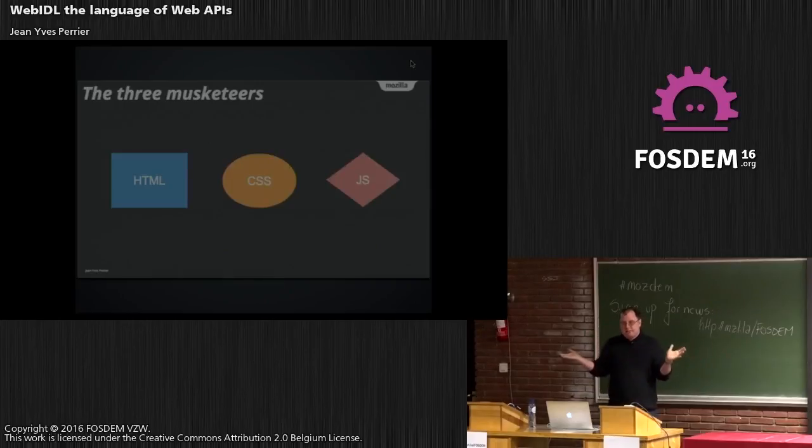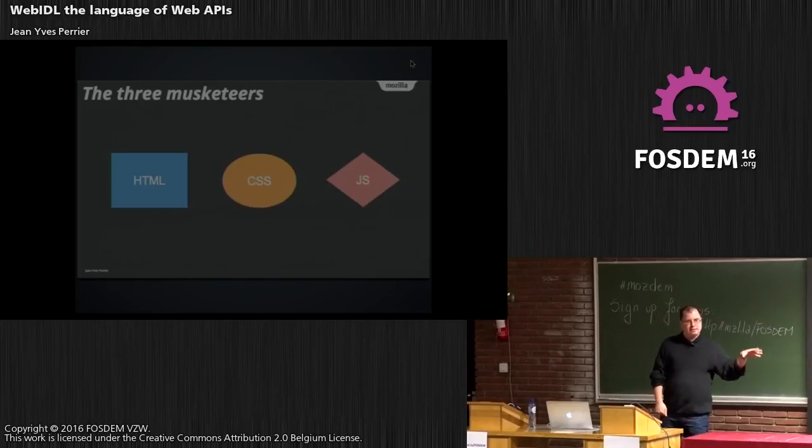When you write a website, usually you use 3 languages, and I call them the 3 musketeers. You have HTML and about 120 elements. You have CSS with about 400 CSS properties. And you have JavaScript. JavaScript 6 is about 800 pages. And we always see the web pages, the website, as using these 3 things.